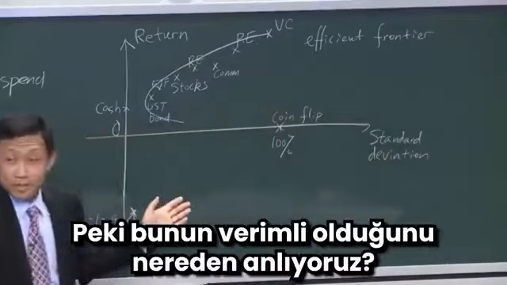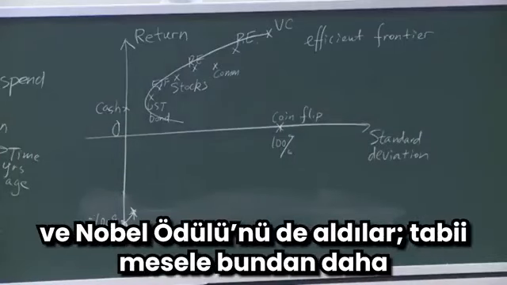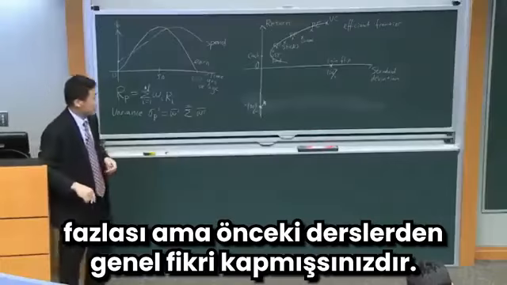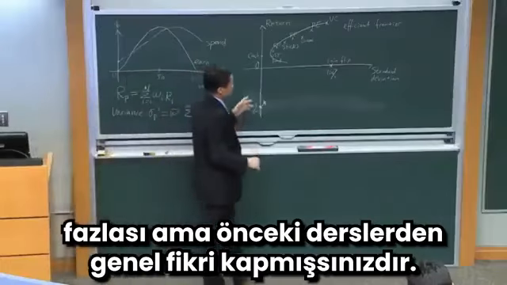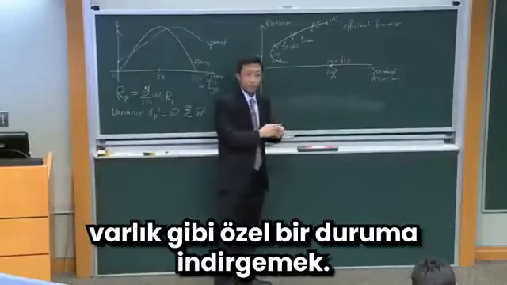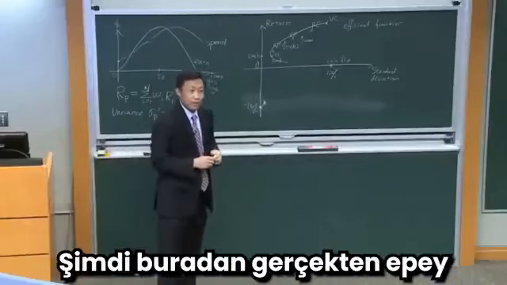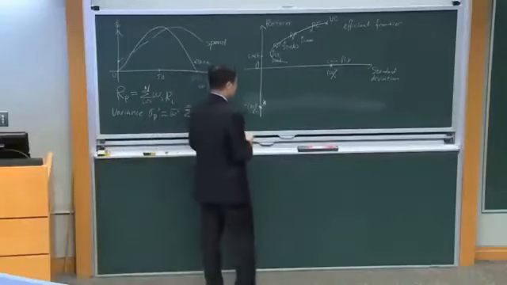How do you find the efficient frontier, right? That's essentially what that work was about, and they got a Nobel Prize for it. Obviously, it's more than that, but you get the flavor from the previous lectures. So what I'm going to do today is really reduce all this to the special case of two assets. Then we can derive a lot of intuition from that.